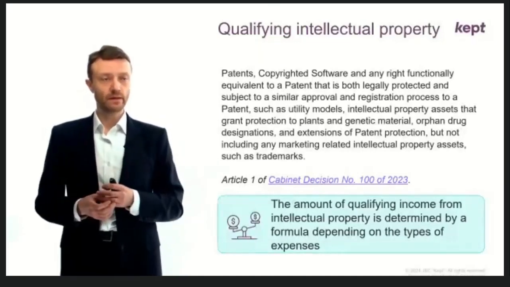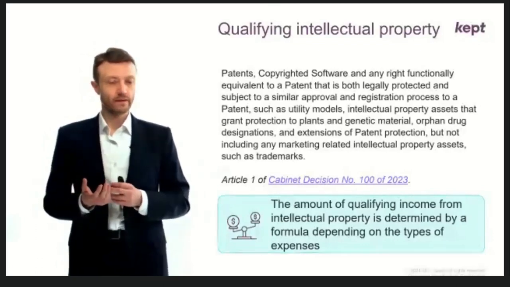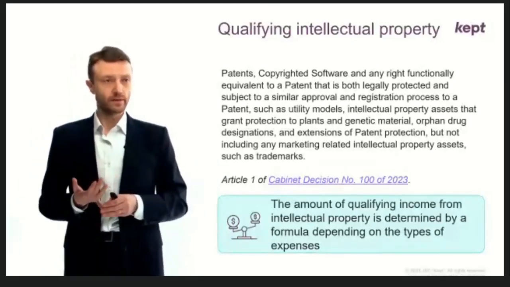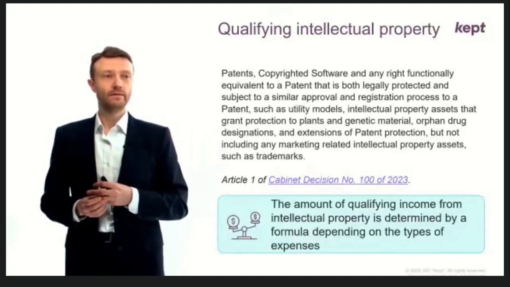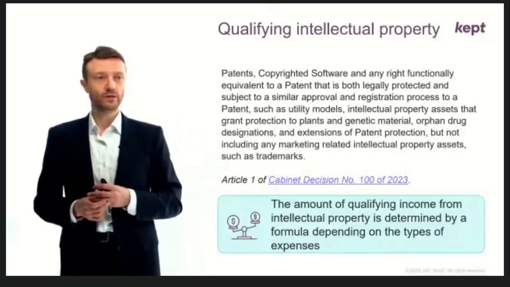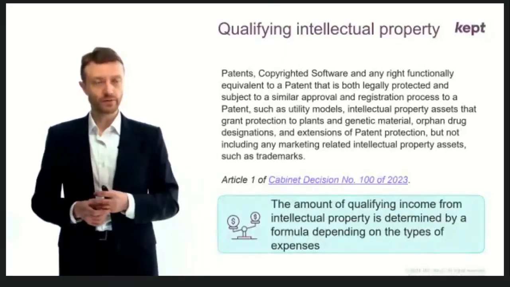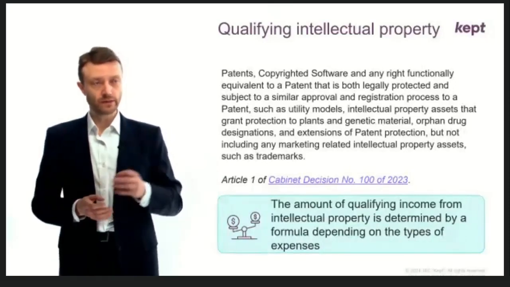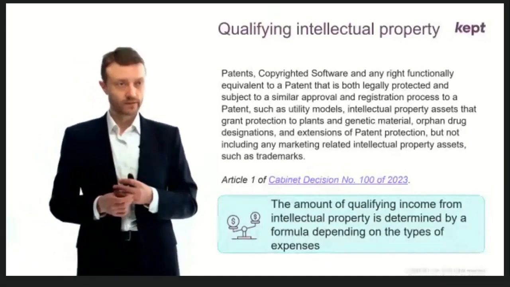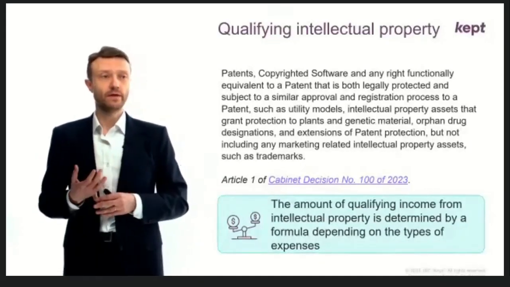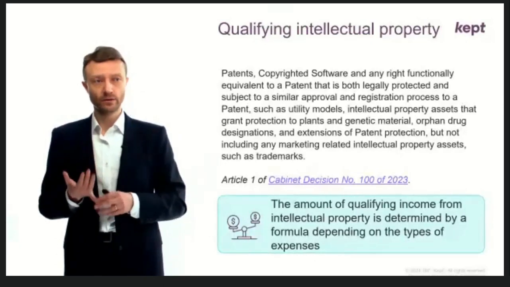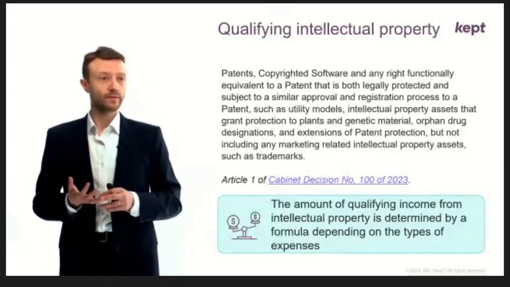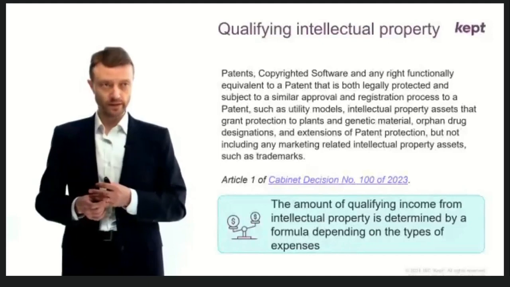But bad expenses include, for example, outsourcing of IP developments to a related party, and this is a bad expense. It can only be 30% of good expenses to make sure that the formula works properly and doesn't prevent the company from using the 0% rate, or doesn't increase the rate to a higher rate. Yeah, good expenses include personnel costs, and development of intellectual property outsourced to unrelated parties.